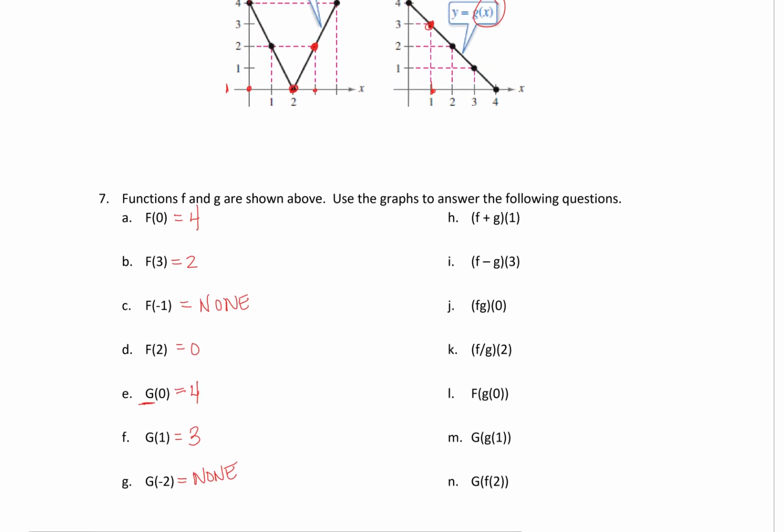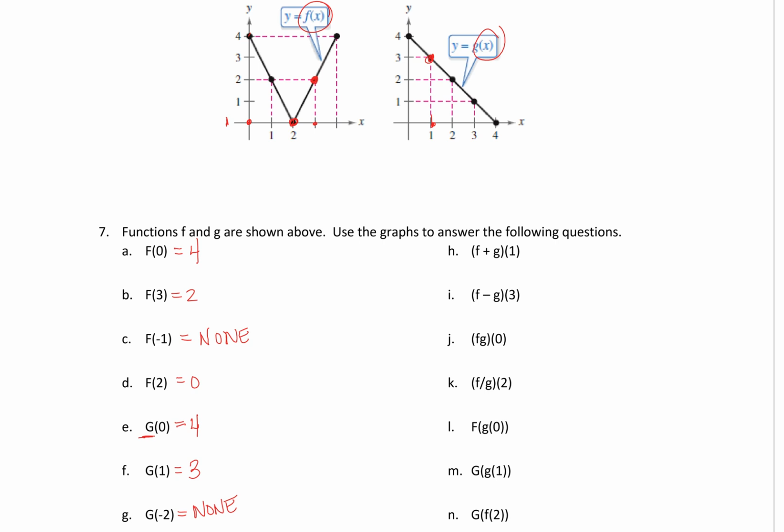Now, I'm going to do exactly what I did for my previous problem, and I'm going to solve them individually. First, I'm going to look for f of 1. F of 1, well, where x is 1 on f, I know my answer is 2. And then I'm going to look for g of 1. So where g is 1, I know my answer is 3. And I'm going to add them together. So I get 2 plus 3 is 5.